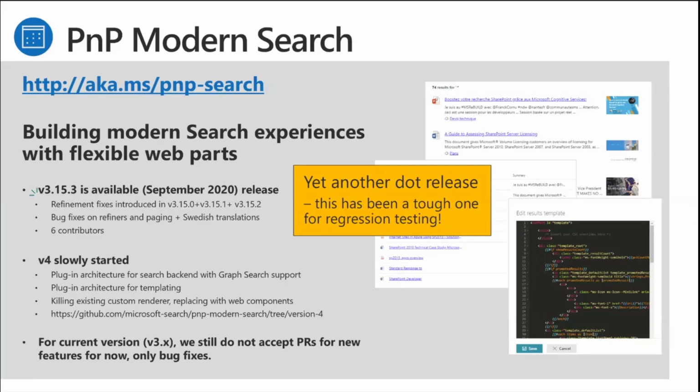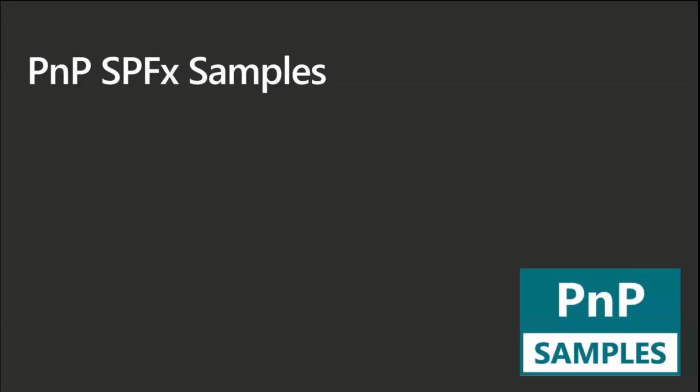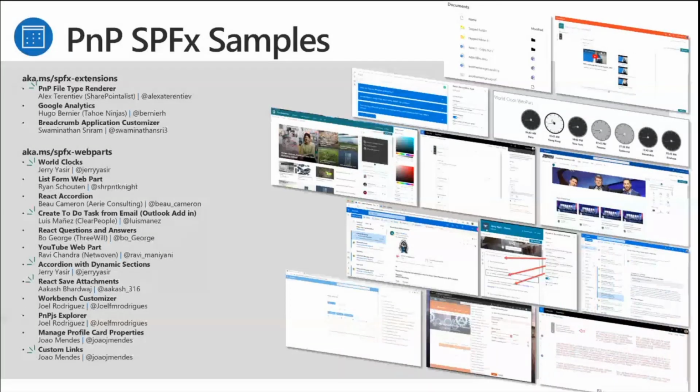So some highlights there about a lot of plugin architecture for templating and search backend with Graph Search. Getting rid of some of the existing custom renderers and replacing some of the web components. Also, encourage you to check out PnP Modern Search Web Parts. So a great way to build up a modern search portal using a bunch of flexible web parts, and as well a great place to contribute if you're interested. And PnP SPFx Samples, Hugo, take it away.